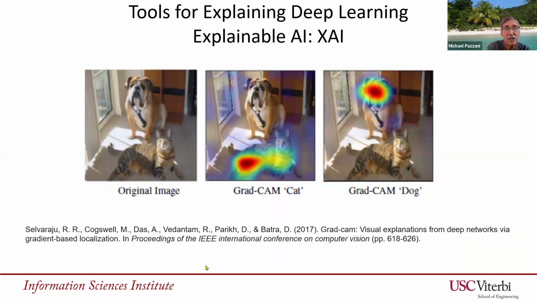So let me show you one of the tools. This is one of the earliest, GradCAM, and you can do things like ask, does this photo have a cat in it, or does this photo have a dog in it? And if you ask, does it have a cat, and ask why, it highlights the cat. And if you ask why it has a dog, it highlights the dog. So that's kind of pretty cool.